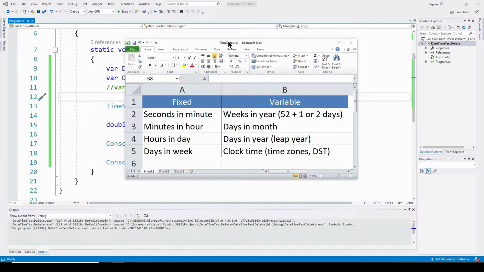And what I want to do in this video is try and give a good perspective and step back and say, okay, what is the stuff we can rely on and what is the stuff we have to be careful about when we're dealing with intervals and dates and calendar times and that kind of thing.